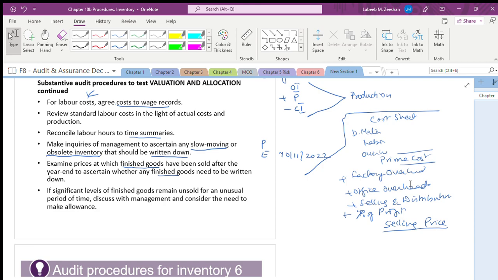What is the major important thing is finished goods. Examine the prices at which finished goods have been sold. Automatically, your gross profit margin will get affected. Gross profit divided by sales, times 100. What is the gross profit? Gross profit is nothing but sales minus cost of goods sold.